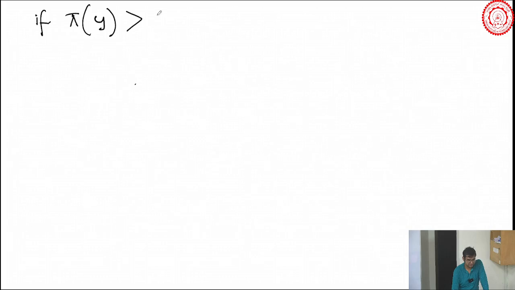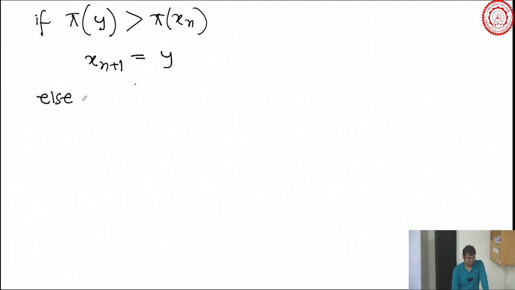What you will compare is as follows. If phi of y is greater than phi of xn, you set xn plus 1 to be equal to y, else you will set xn plus 1 is equal to xn.